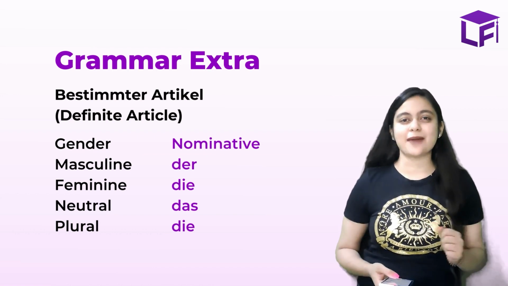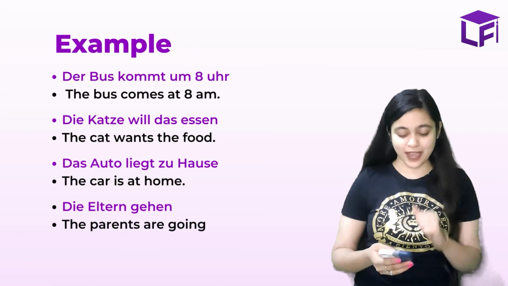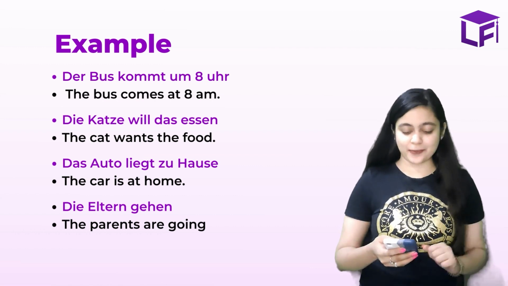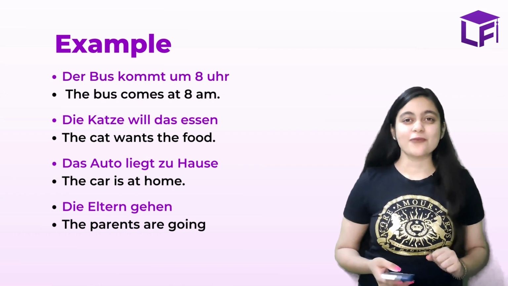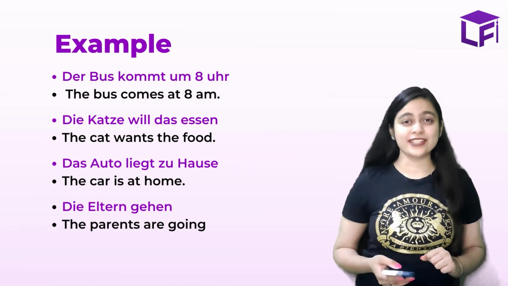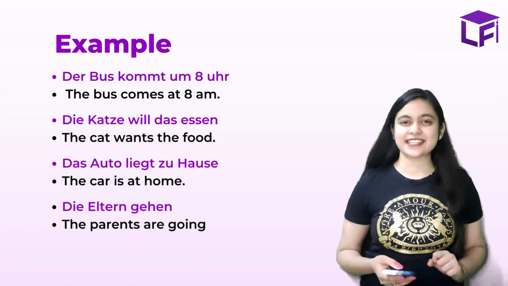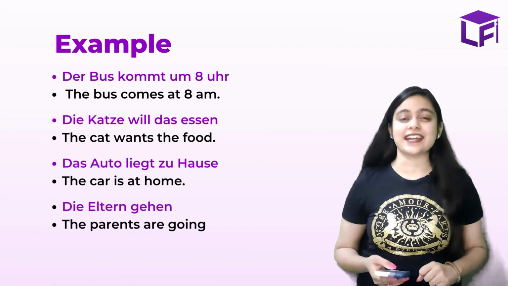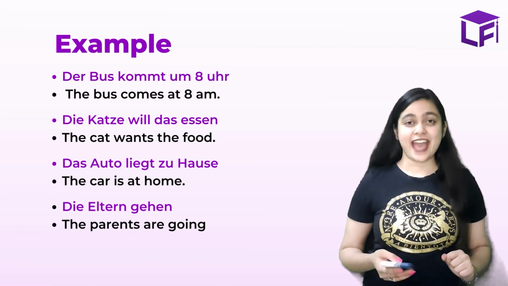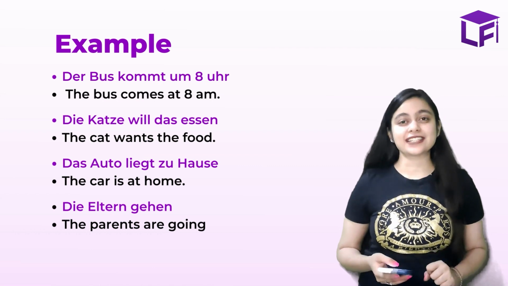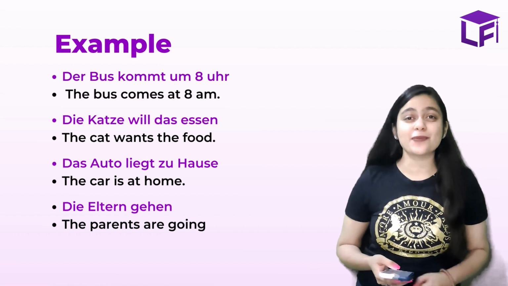Now, I will share some examples with you so that you can understand this concept a bit better. The first example is, Der Bus kommt 8 Uhr. Der Bus kommt 8 Uhr. This sentence means that the bus comes at 8 a.m. The bus comes at 8 a.m. If you pay attention, the article says der Bus. How will you identify the nominative, which is der Bus?